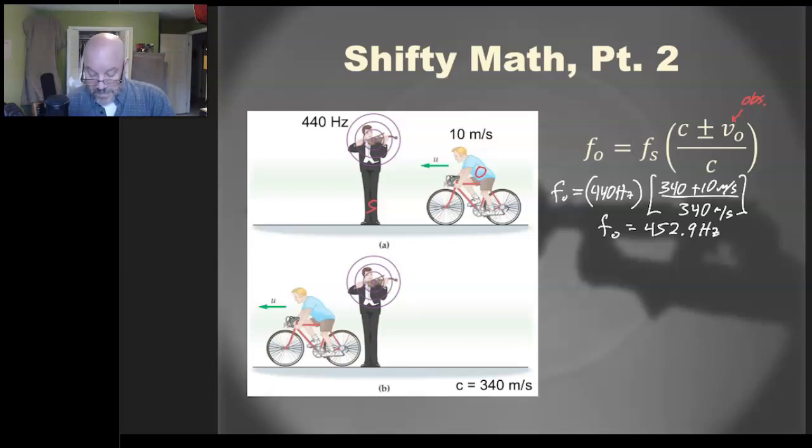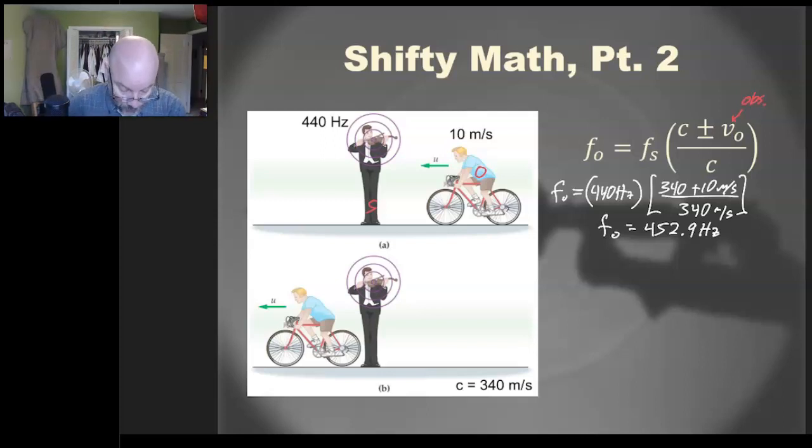Okay, now it's not a big change, but 10 meters per second is pretty slow compared to the speed of sound. The faster that we made the kid on the bicycle go, the stronger the effect would be.